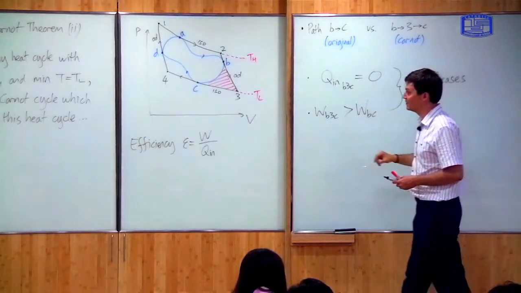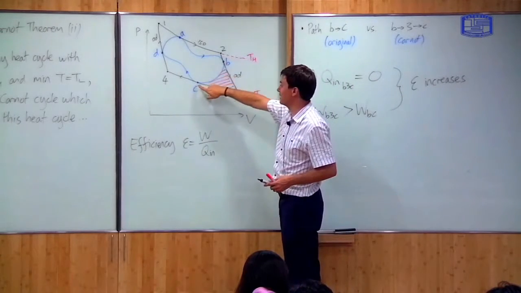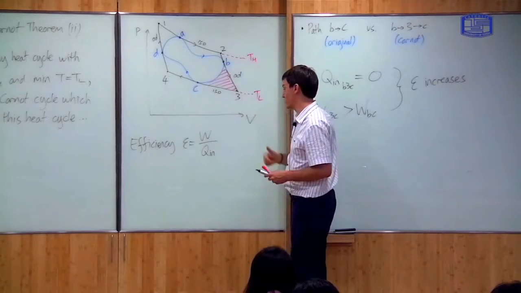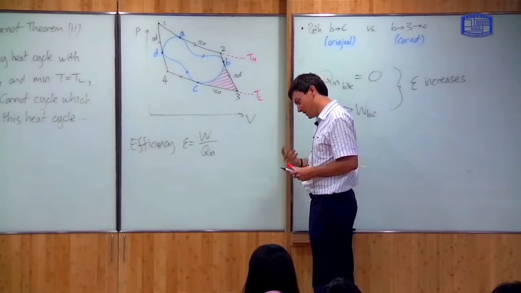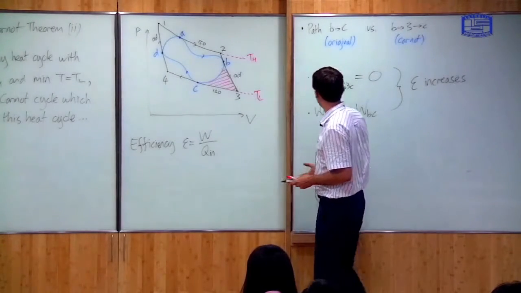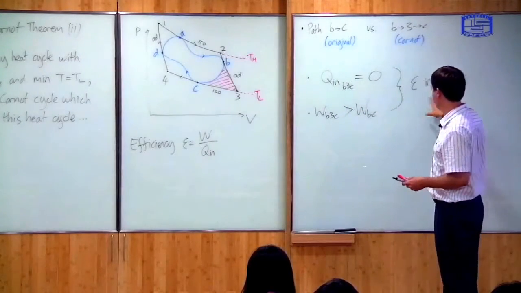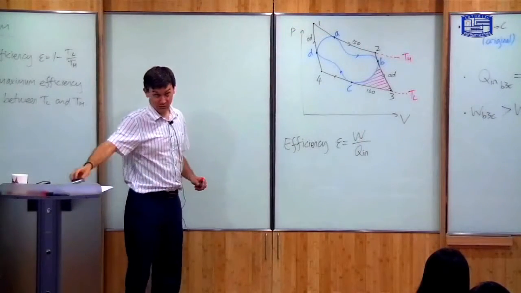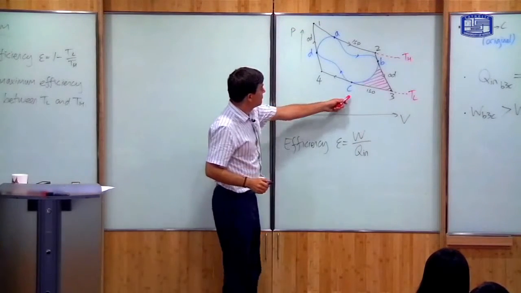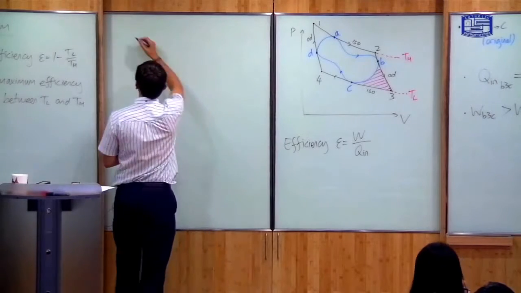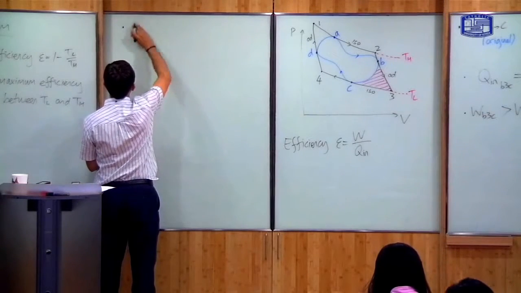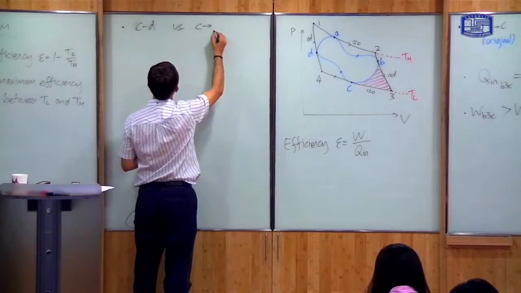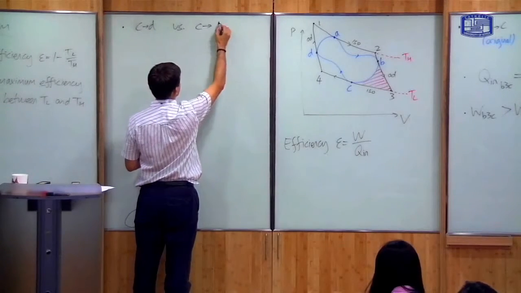So by replacing the original blue line from B to C by the Carnot cycle from B to C, we do more work, we don't input any more heat, and therefore we increase the efficiency. Now an exactly equivalent argument works for the next stage, from C to D. So C to D versus the Carnot cycle C to 4 to D.